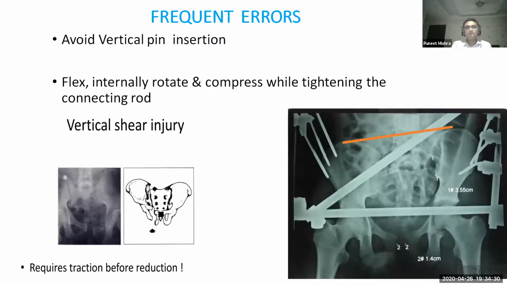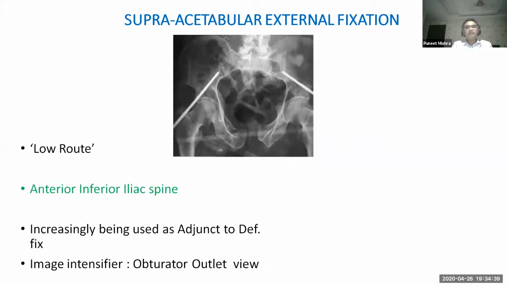Quite frequent errors are things like vertical pin insertions, and you should always, when you're using an anterior frame for a posterior injury, flex and internally rotate and apply traction while tightening the connecting rods. The supraacetabular external fixator is the low route, where you use the bone around the anterior inferior iliac spine for the entry point. It's increasingly being used as an adjunct to definitive fixation.